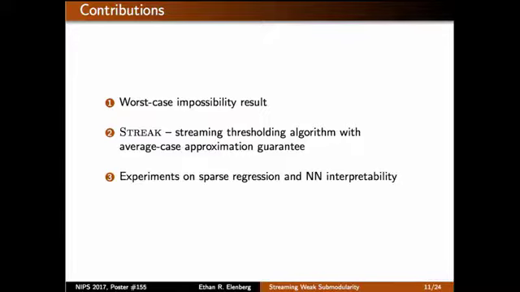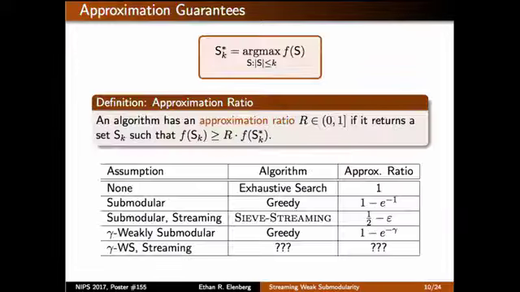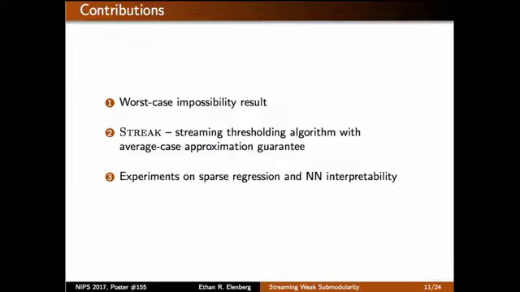Specifically, our contributions are as follows. First, an impossibility result, which states that any streaming algorithm with sublinear memory has an arbitrarily low approximation ratio for a worst-case stream order. This differs from the submodular case, where we were guaranteed a 1/2 minus epsilon approximation for any stream order. Next, we designed Streak, the first streaming algorithm for maximizing a weakly submodular function with average case constant factor guarantee, assuming a random stream order. This algorithm has approximation ratio in terms of gamma, but does not require the gamma parameter as input. And finally, we conduct experiments to evaluate the algorithm's performance on sparse regression and neural network interpretability.